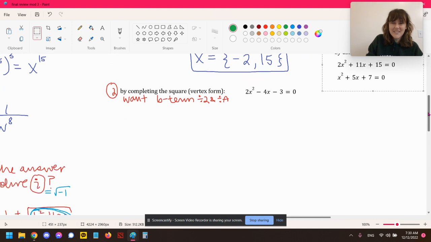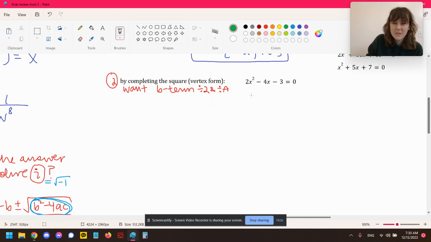Okay, we are now solving this by completing the square. Let's do it. The first thing I'm going to do is divide everything by 2. Absolutely everything by 2.